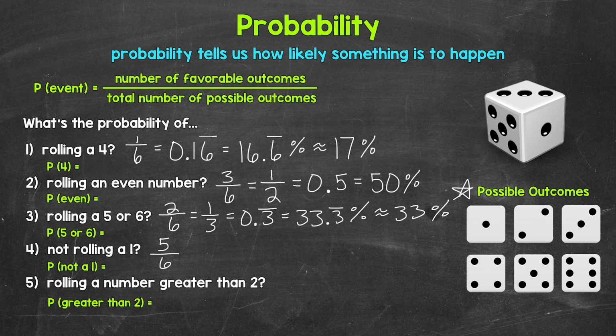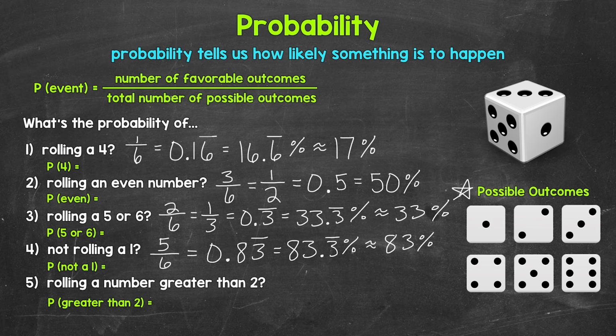Now let's convert this to a decimal. We get 0.8 and then a repeating 3. So another repeating decimal. And then let's convert this to a percent. We get 83.3 repeating percent. And let's round this to the nearest percent as well. We have a 3 in the ones place with a 3 to the right in the tenths. So this rounds to 83%. So that's the probability of not rolling a 1.